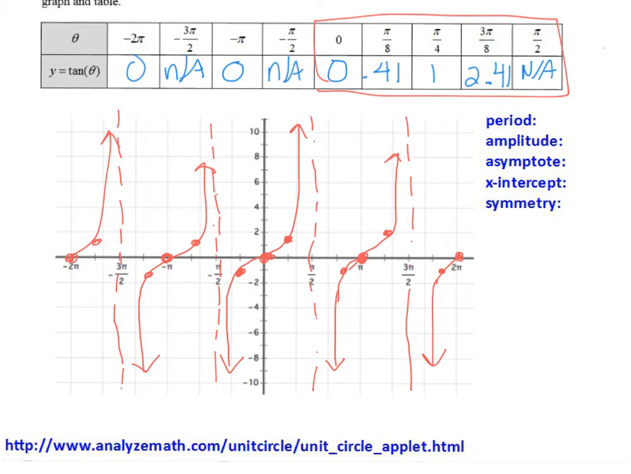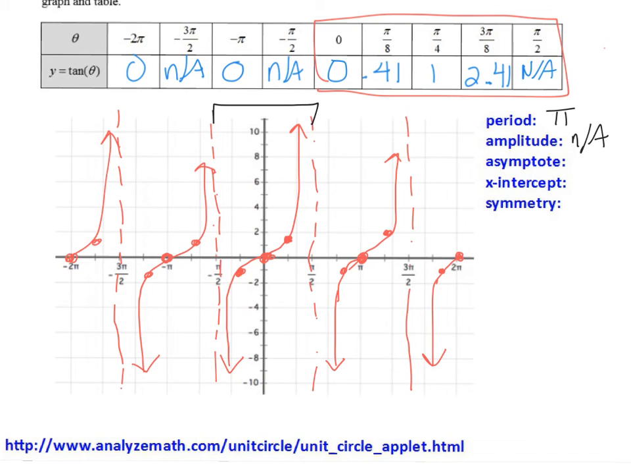Okay, so since the asymptote repeats every pi units, your period is pi. So if we go from negative pi over 2 to pi over 2, that's a unit of pi. There is no amplitude for a tangent function because there's no maximum and minimum, since your graphs approach your asymptotes.